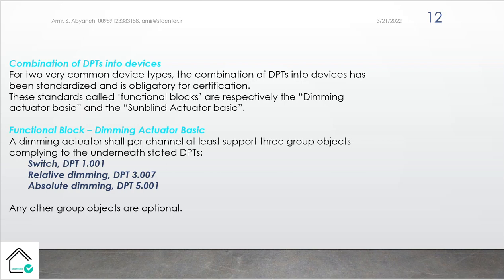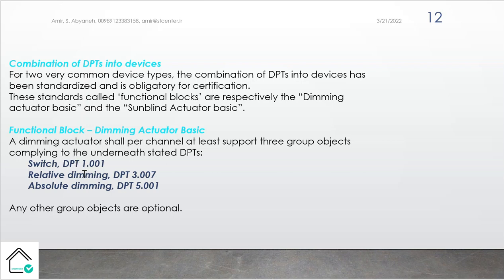to study more. A dimming actuator shall per channel at least support these group objects, complying with the underneath stated DPT: switch, relative dimming, and absolute dimming. So this is for dimming. So this is the minimum setting. Of course, in the basic course it is only switch and relative, but here in the advanced course, it's recommended.